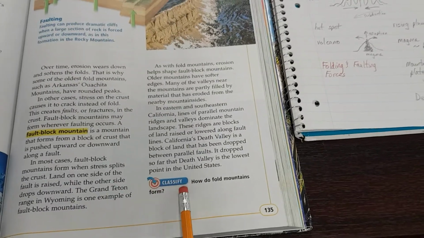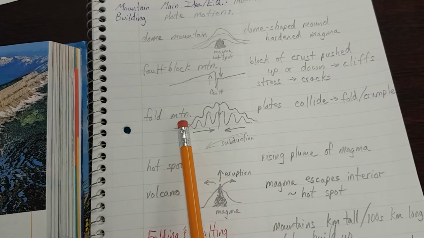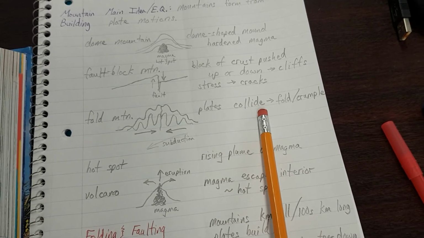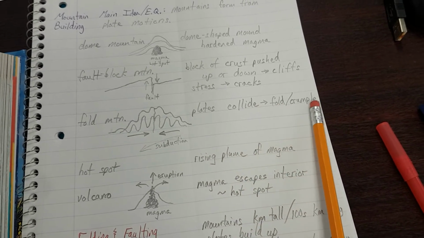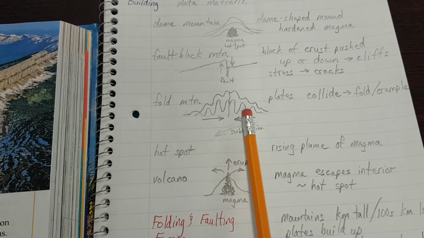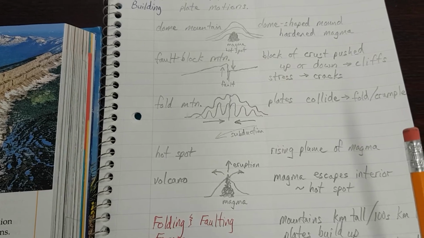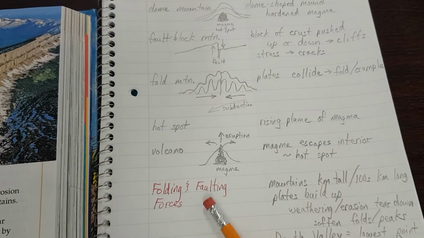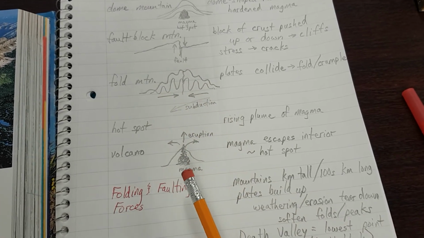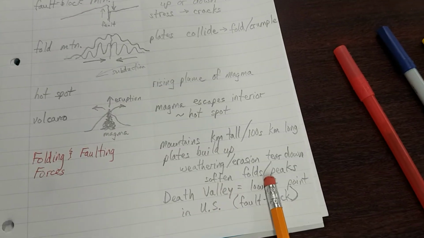All right, that's the entire first 2 pages. Classify. How do fold mountains form? Okay, those are fold mountains. Fold mountains form when plates collide, causing the crust to fold or crumple into mountains. There we go. That's it. We could also talk about how over time the peaks get softened or rounded by weathering, softening folds and peaks.